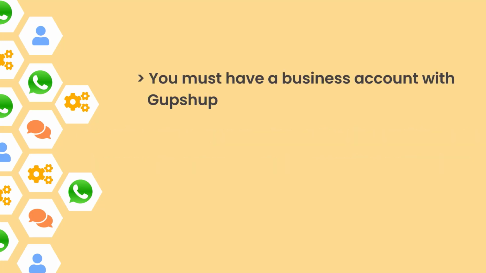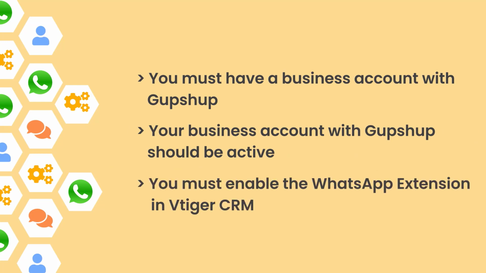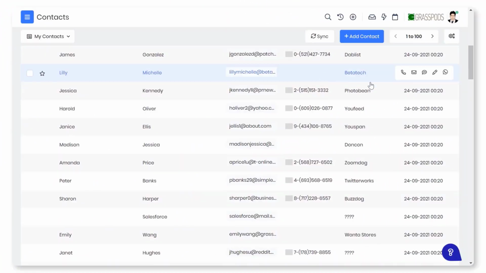As a note, you must have a business account with Gupshup. Your business account with Gupshup should be active. You must enable the WhatsApp extension in Vtiger CRM. Now let us see how this looks in action.